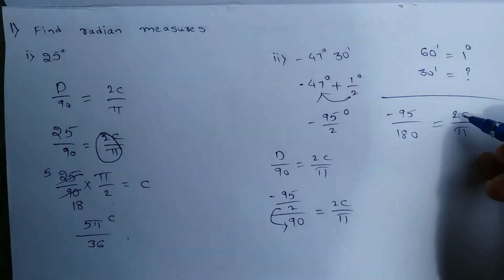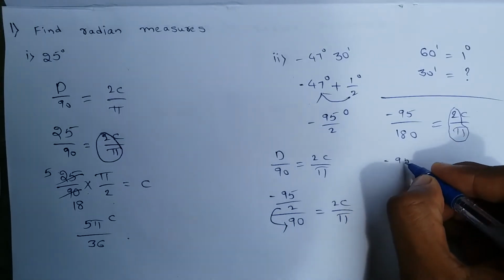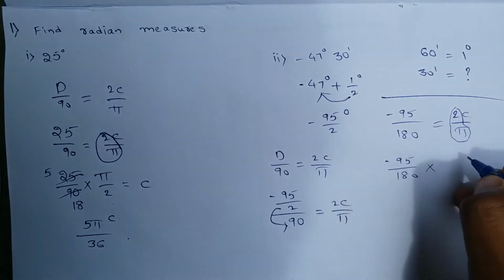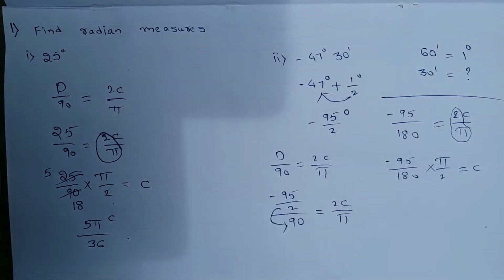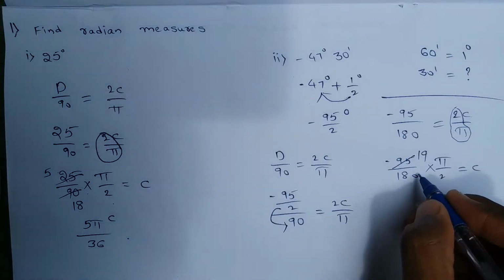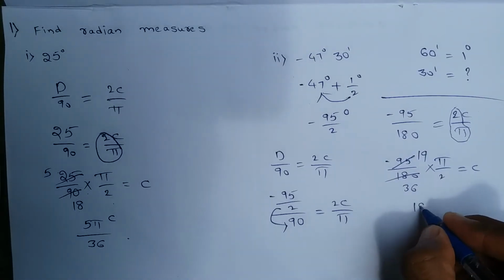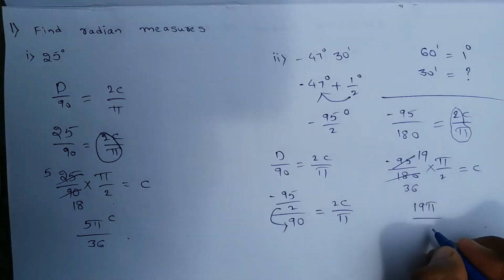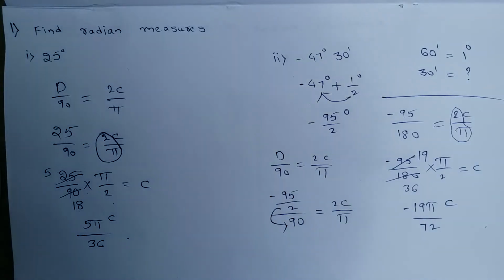And here we want the c value. So this 2 by pi I will take to the other side. We remain with minus 95 by 180 into pi by 2, which is equal to c. Now let us check for cancellations. 5 19s are 95, 5 36s are 180. So 19 into pi, 19 pi divided by 36, 2s are 72, and this minus symbol as it is. So minus 19 pi by 72 radians.